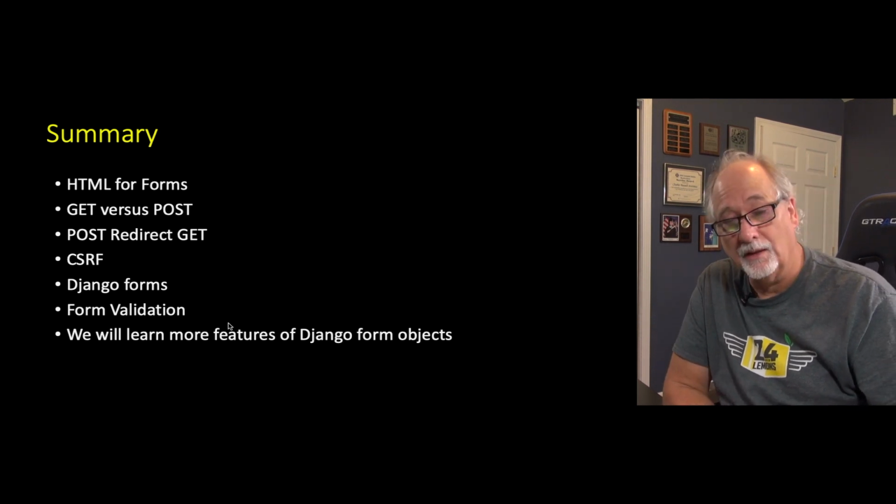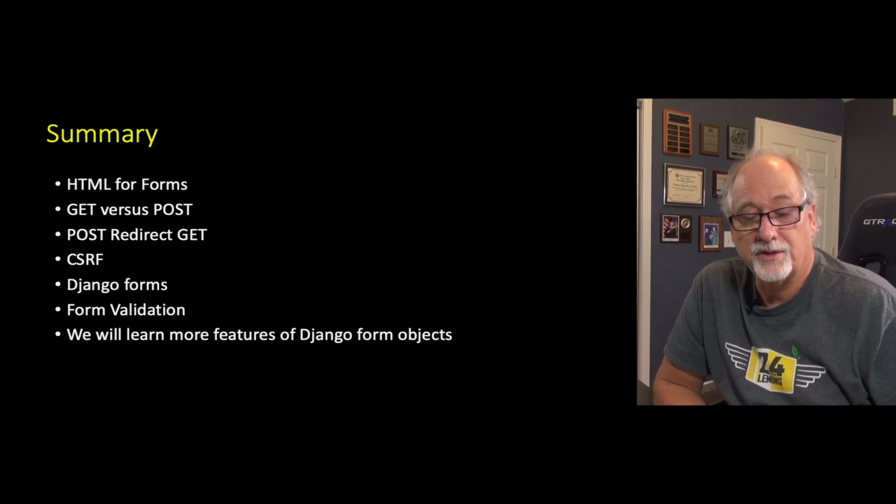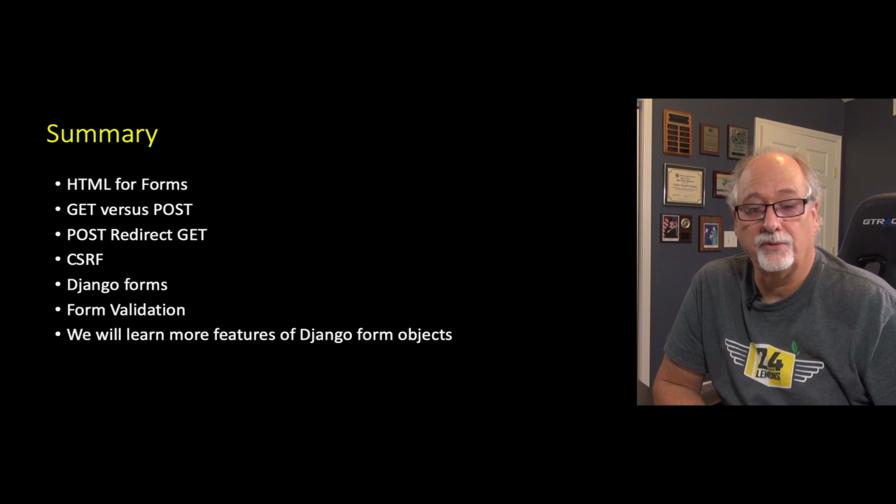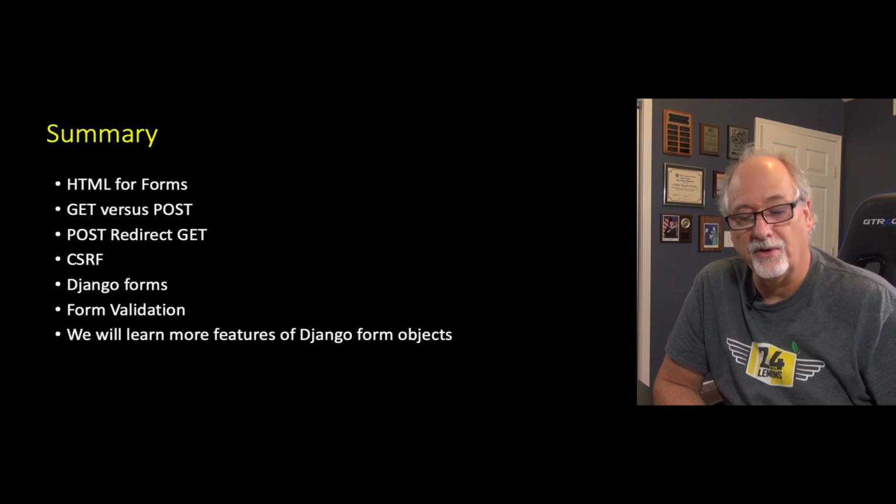So this has been a long lecture series. We talked about HTML, we talked about HTTP, how GET and POST are different ways of doing it. We've talked about the idea of how to fix the refresh. We talked about cross-site request forgery, CSRF, and how Django handles CSRF. And then toward the end here, we've talked about how to define forms in Django to sort of outsource all that HTML generation, and how we do validation. Now, there's much more to learn on this, and we're going to learn more of the features of form objects as we go forward and build increasingly complex applications.